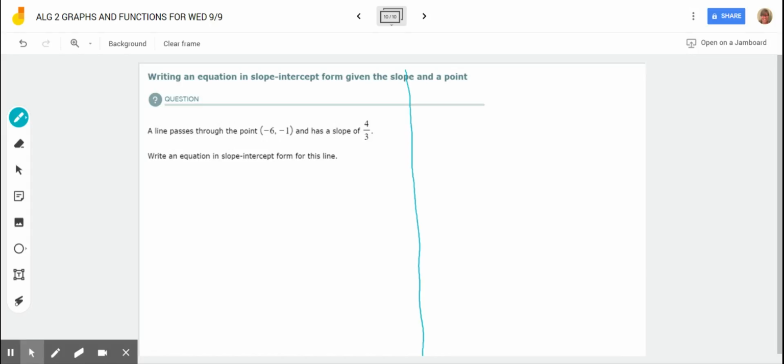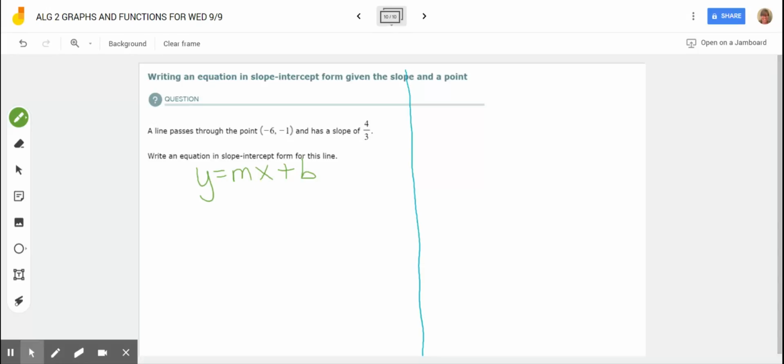This is the only way they'll teach you. Okay, but I'm going to teach you the first way. The first way is to write the equation of a line. If somebody says write the equation of a line, you write down y equals mx plus b, because that's the equation of a line.